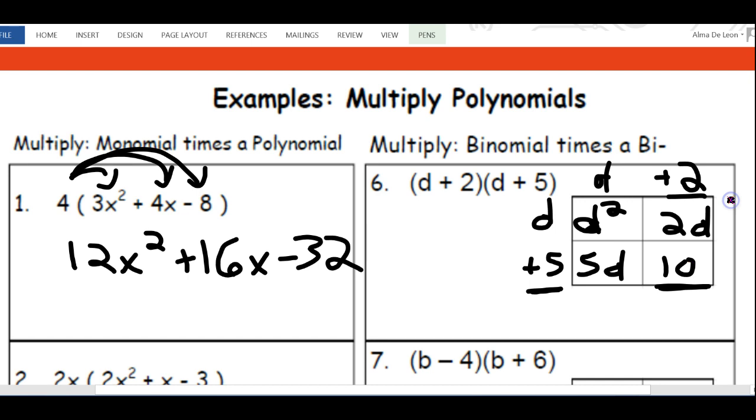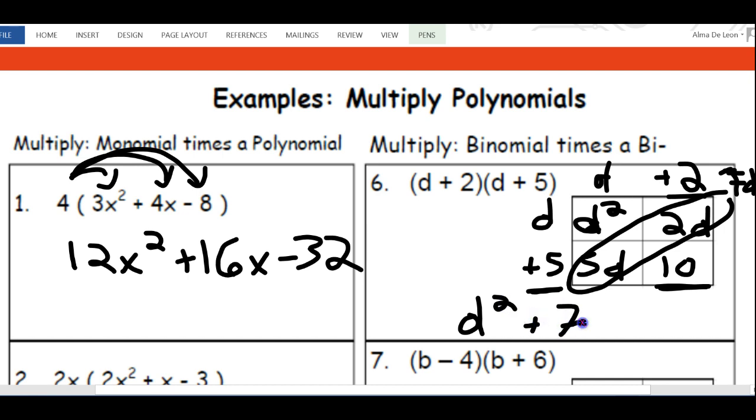And I'm going to add up my like terms, which are the d's. 5d plus 2d is the exact same thing as 7d. Again, I apologize for my handwriting. So I ended up with d squared plus, when I already added up my d's, that's 7d, plus the last thing inside my square is a 10. And so my answer is d squared plus 7d plus 10.